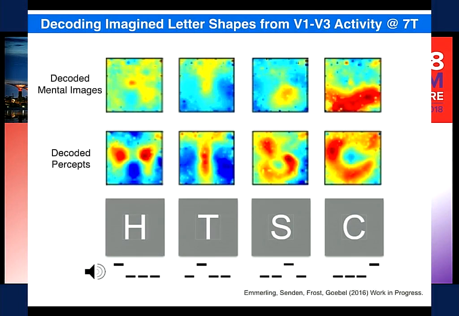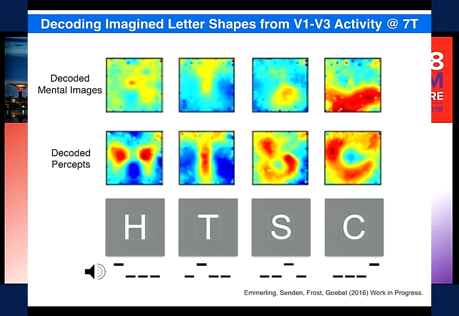So if a subject now does not see this letter, but imagines seeing the letter, and there's nothing shown, then we get something which does not look as nice as this, but it's more like an H. If someone imagines seeing a T, we get something which looks more like a T than at least this one. And I have to admit that the S and C are a little bit tricky. So the imagined curved shapes are not so clear in our subjects.